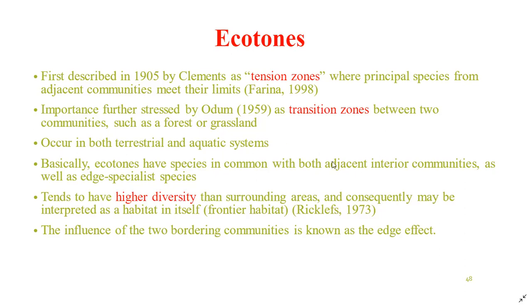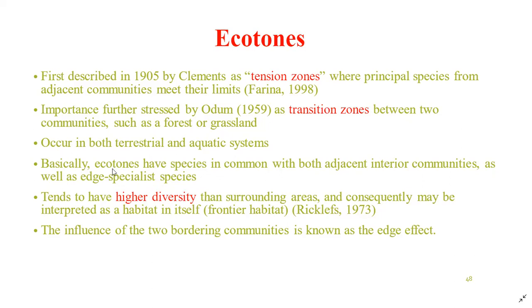Importance was further stressed by Odum, as transition zones between two communities such as forest and grassland. It happens in both terrestrial and aquatic systems. Basically, ecotones have species in common. Of course, one species is common to the other because that is a transition zone. So of course they'll have some species in common and some species which are edge specialists, belonging to a particular habitat only.